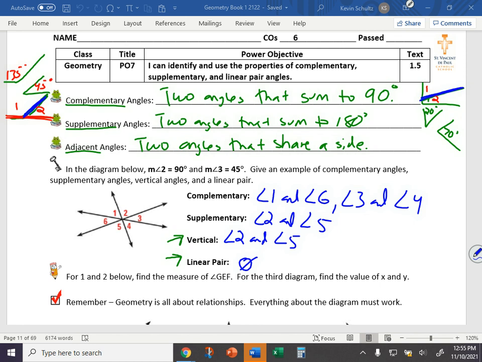Okay? If we wanted to combine, for example, angles 2 and 3 and call this angle 7 now, then we could say that 1 and 7 make a linear pair, but as the diagram is drawn, no linear pairs. Questions? All right. We got about 5 minutes left.